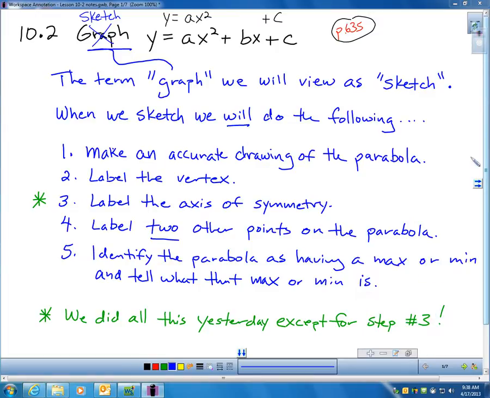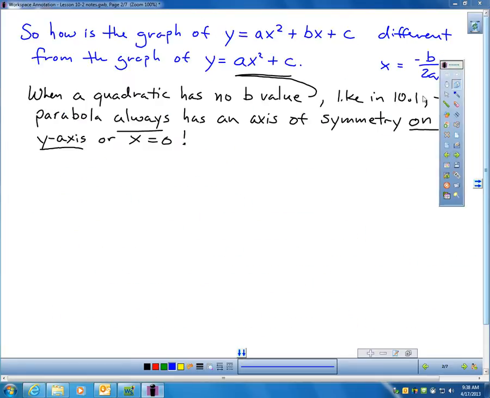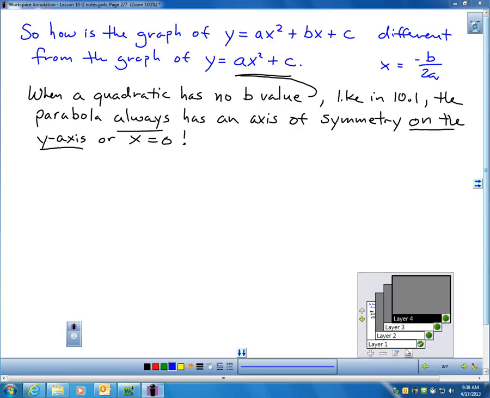Okay? So, moving on. How is the graph of y equals ax squared plus bx plus c different from the graph of y equals ax squared plus c? Now remember, this is what we covered back in 10.1 right here, and this is what we're covering in 10.2. So how are these different?